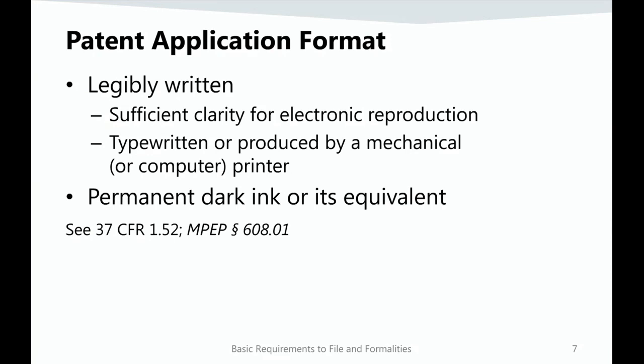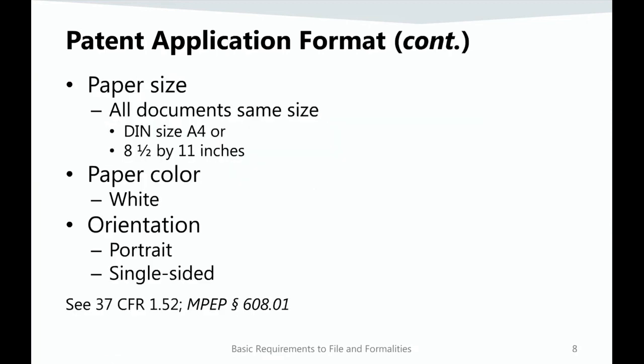To ensure the information can be made available to the public, the applicant must adhere to a stringent patent application format. The patent application cannot be handwritten, it must be legible, in permanent dark ink, and provide sufficient clarity to ensure the application and later issued patent is easily reproducible. Here are the requirements for paper size, color, and orientation.